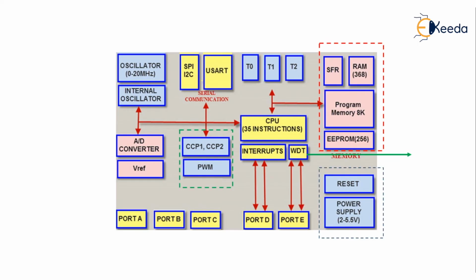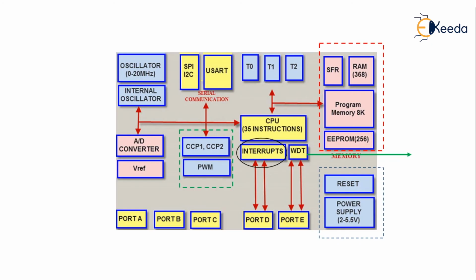Then reset and power supply. Mostly microcontrollers operate with 3.3 volt to 5 volt, not more than 5.5 volt. Then reset. If any fault occurs during software or hardware, we can manually reset our microcontroller. If you press the reset switch, the program or address will start from 00.